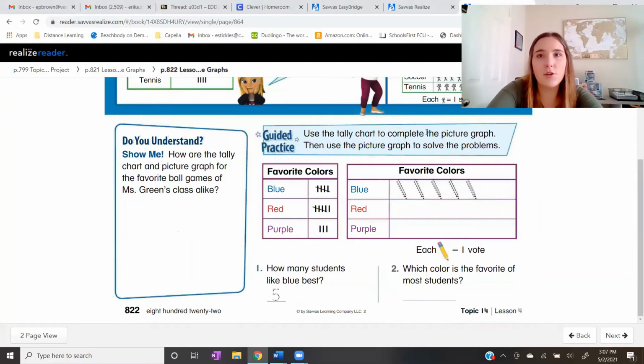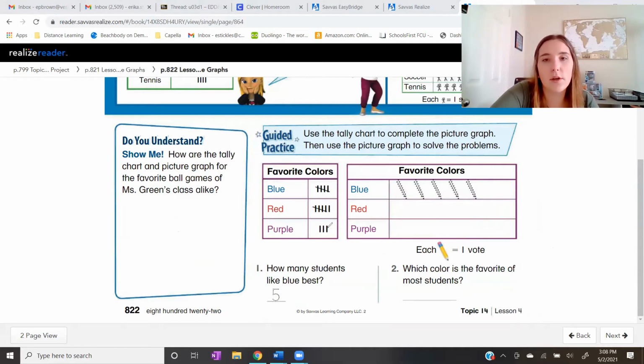So now that we know what a picture graph looks like, let's go practice making some. We're going to start on page 822 in our workbook. If you need to pause me to go get your workbook, go ahead and do that right now. We're just going to do these couple problems together and then watch another quick video and then get some more practice. It says use the tally chart to complete the picture graph. Then use the picture graph to solve the problems.